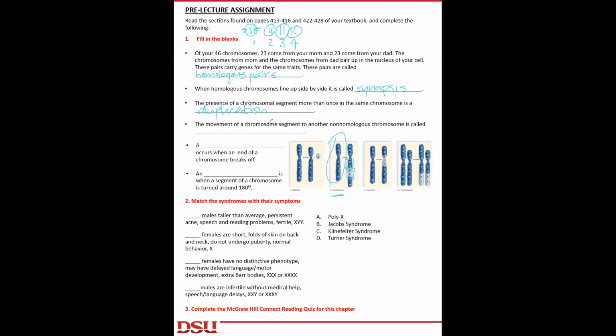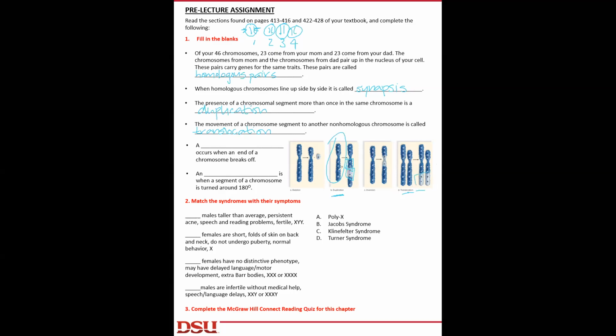The movement of a chromosome segment to another non-homologous chromosome, it's called translocation. Non-homologous meaning part of number 1 can end up over here on number 3. This is an example of translocation. Basically, it's just showing that, again, this is what they're supposed to look like. We have these random extra segments here that shouldn't even be here.